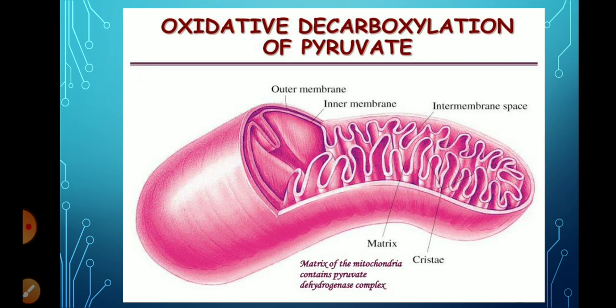Oxidative decarboxylation of pyruvate, or that is called oxidation of pyruvate, is done in the mitochondria, but that happens in the matrix of mitochondria, because the matrix of mitochondria has the pyruvate dehydrogenase complex, which has clusters of 3 enzymes and 5 factors. So collectively that is called a dehydrogenase complex.